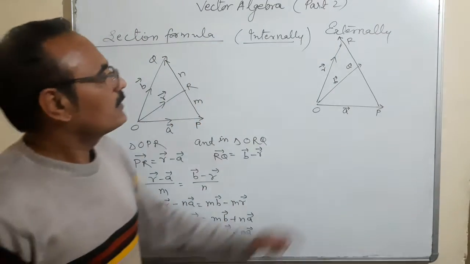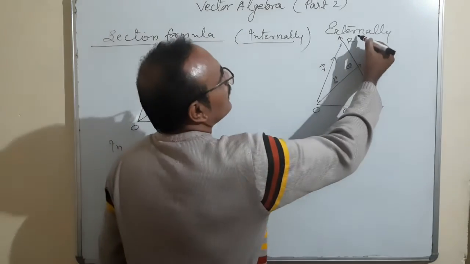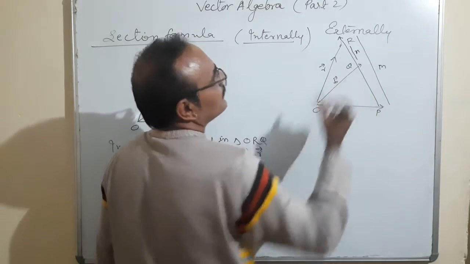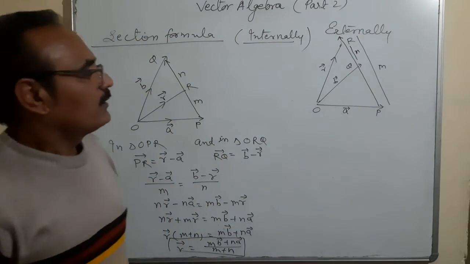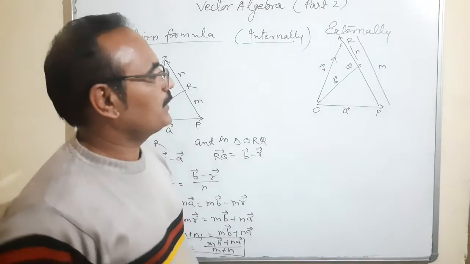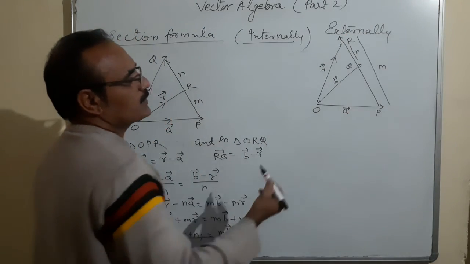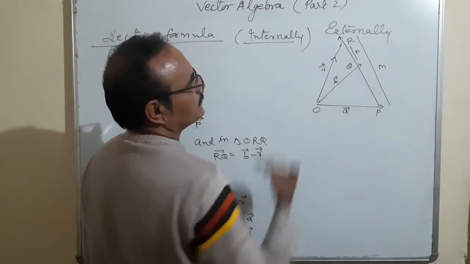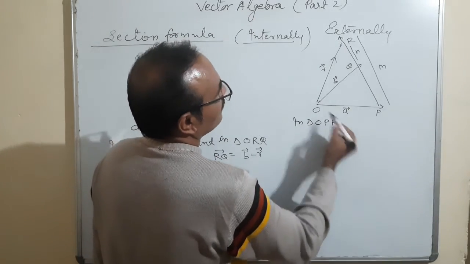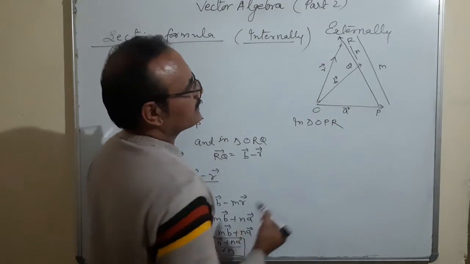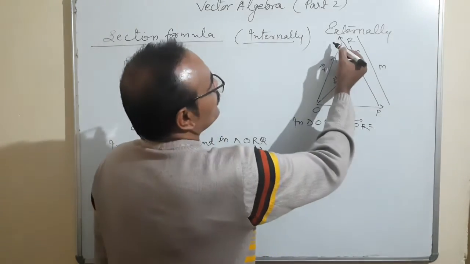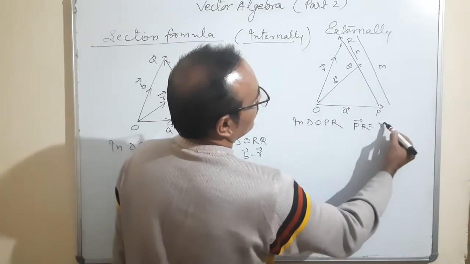Here the ratios are P to R, this ratio we are taking as M, and R to Q is N. Okay, right? OP, OQ, OR. It is externally, therefore R is away from that PQ. Same thing will be used first in triangle OPR. In triangle OPR, triangle of vector addition. So vector PR is equal to position vector of R minus position vector of P. So vector R minus A.